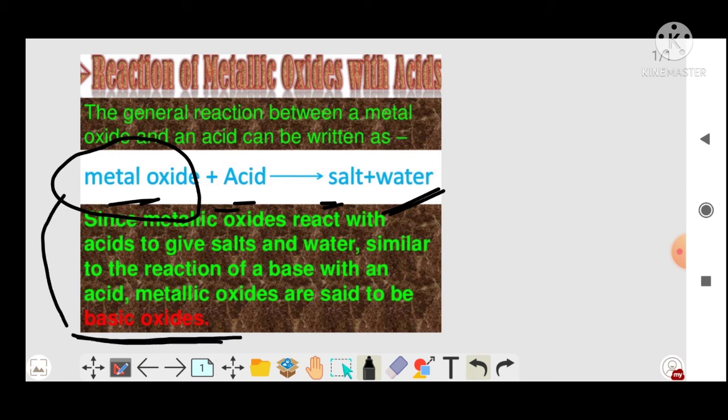Metal oxides are said to be basic oxides. Okay, metal oxides are said to be basic oxides. Why? Because the reaction of metal oxide and acids is similar to the reaction between acids and bases.